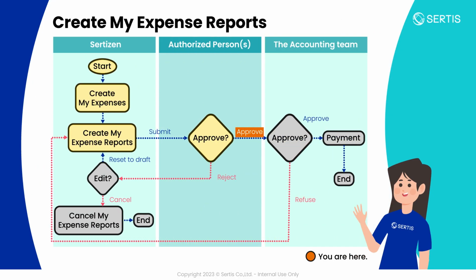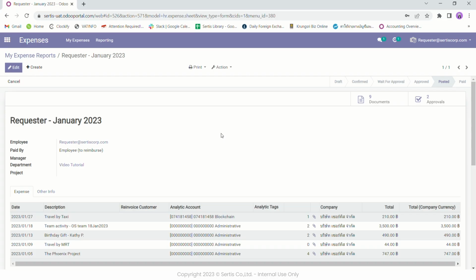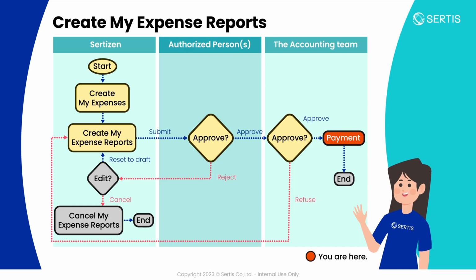After the expense report is approved by the authorized person, the accounting team will recheck the accuracy and completeness of the report. If the accounting team rechecks and finds that the expense report is correct and complete, the accounting team will approve the report. You will notice that the status will appear as posted. It means that your expense report is ready for payment in the system. However, you will not receive any email to update for this status until the accounting team makes a payment in the Odoo system. After the expense report is approved, the accounting team will make a payment in the ERP system.